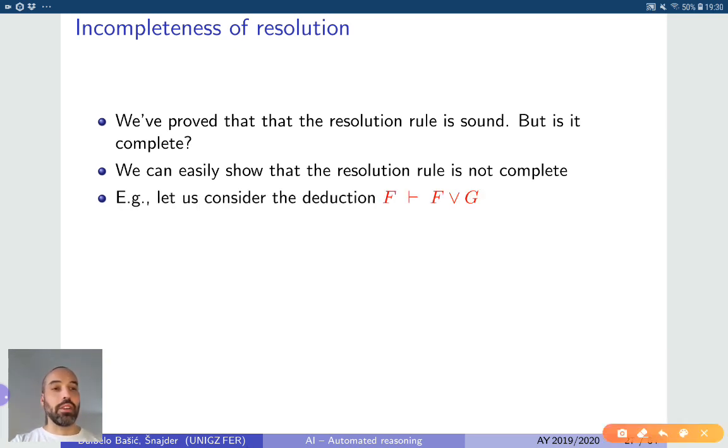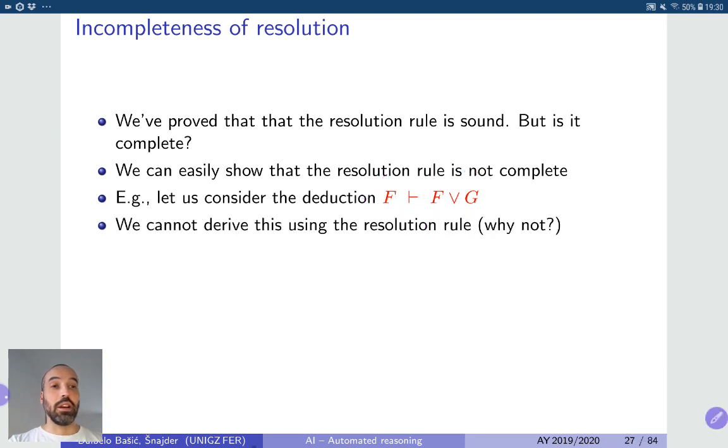Let's show this on a simple example. Starting from f as a single premise, I'd like to derive f or g as a deductive consequence, right? Now, I need to show two things here to convince you that resolution is incomplete, that it can't do this, and that it should. First, I need to show you that it cannot do this, and then I need to show you that it actually should be able to do this, because f or g is a logical consequence of f. So first, let's start with the first part. Let's show that resolution cannot give me this, and that's actually quite easy.